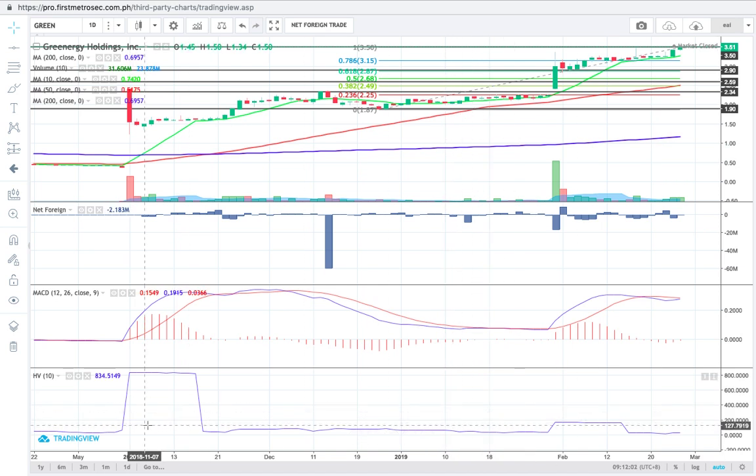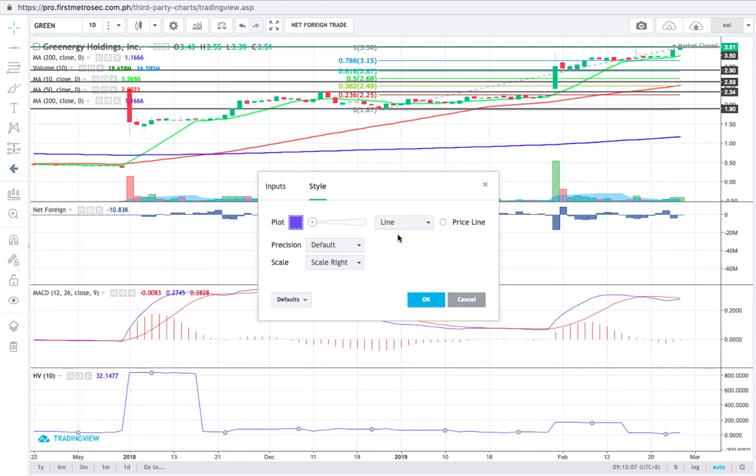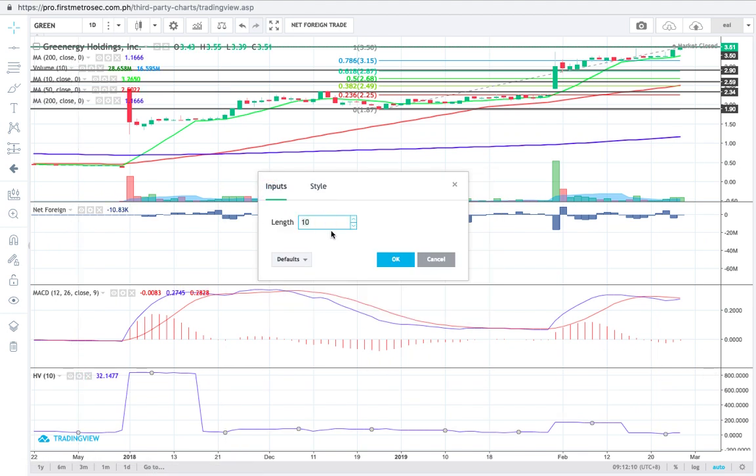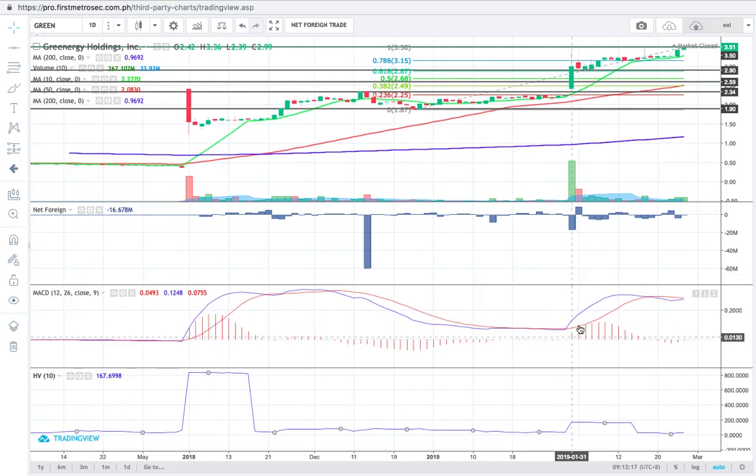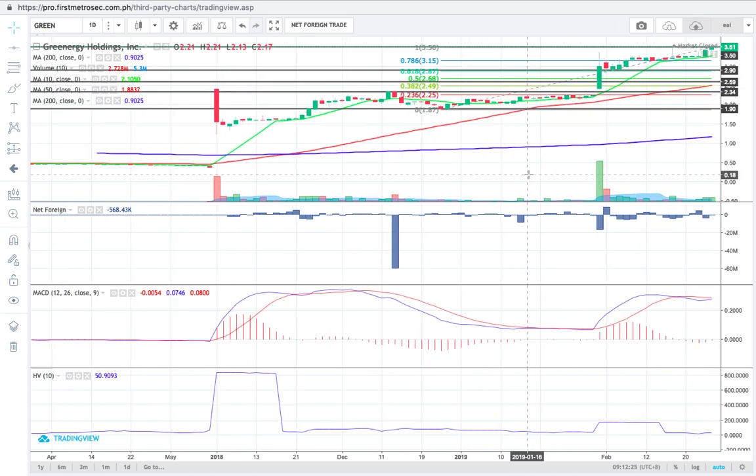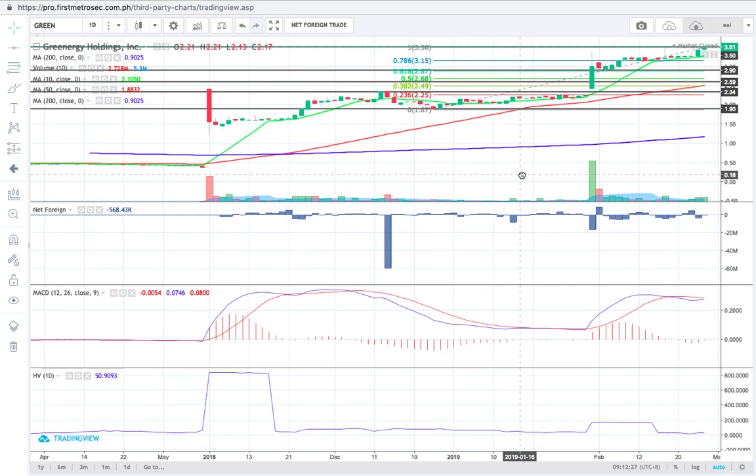When you plot your historical volatility histogram, make sure that you change the moving average from its default to number 10. So I prefer 10 days as a smoothing period, just like the shorter term SMA that I prefer, the 10 SMA. So what's my overall sentiment on green? I'm bullish on green, but despite that bullish sentiment, I suggest that you still respect your trailing stop loss. How do you calculate your trailing stop loss?